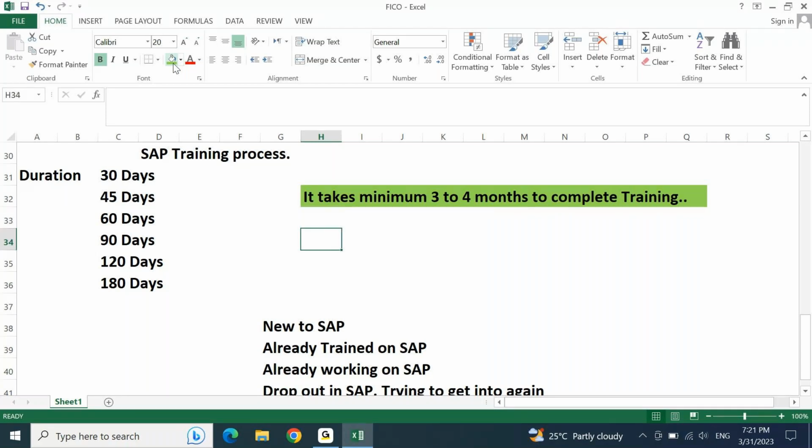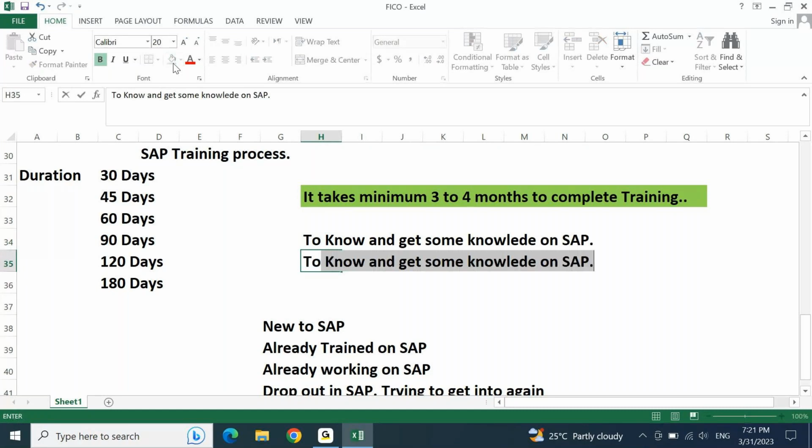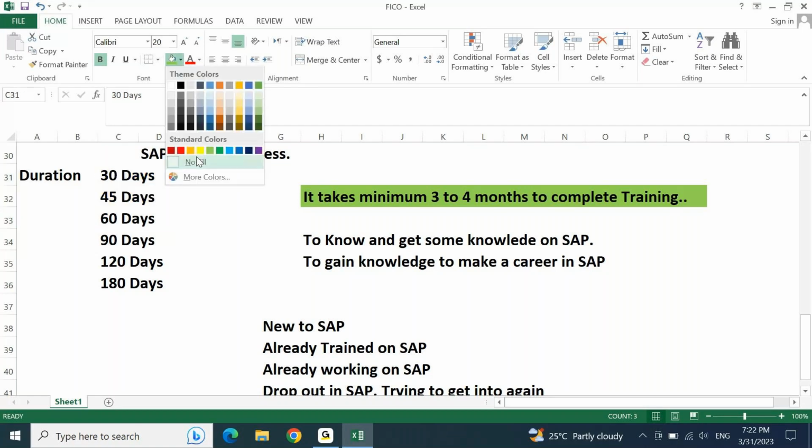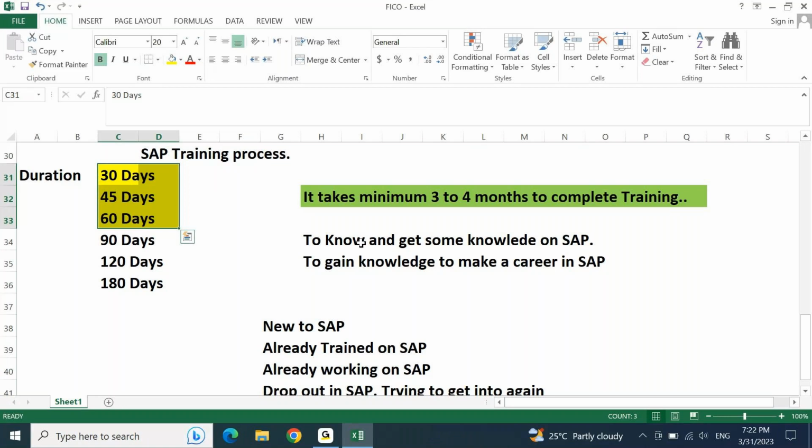Okay, so you have to be very clear. What is your intention? What is your requirement to learn SAP? Is it to know and get some knowledge on SAP, or to gain knowledge to make a career in SAP? If you want to know about SAP, if you want to get some knowledge on SAP, you can opt for 30 days training, 40 days training, 60 days training. This you can opt if your intention is to know about SAP, to get knowledge about SAP.